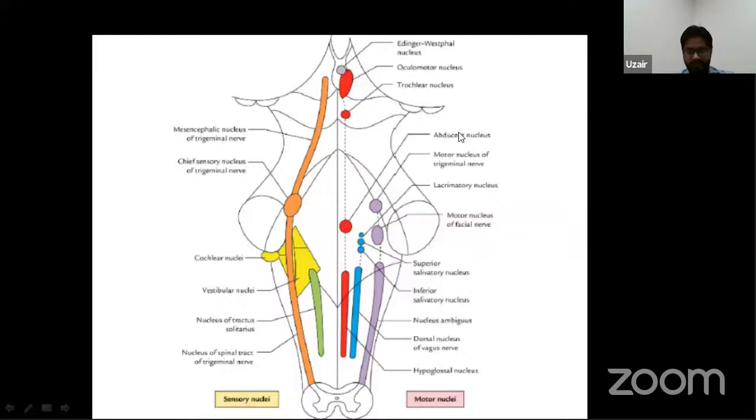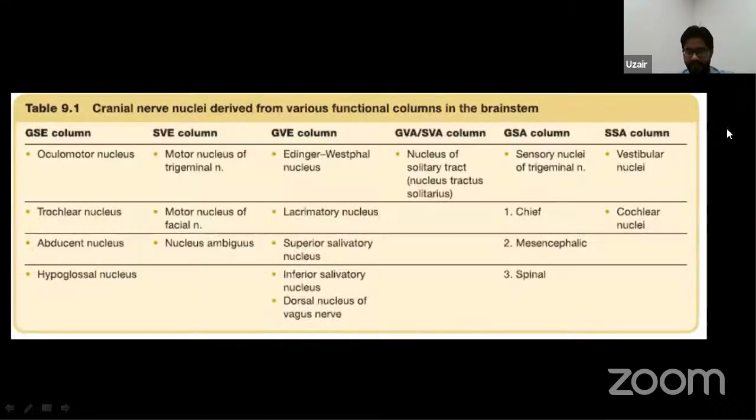So this is again a brief summary. This is the general somatic efferent column like I discussed earlier. The nuclei are the oculomotor nucleus, trochlear nucleus, abducens nucleus, and the hypoglossal nucleus. Then we have the special visceral efferent column for the muscles that originate from the branchial arches. We have the motor nucleus of the trigeminal nerve, motor nucleus of the facial nerve, and the nucleus ambiguus.